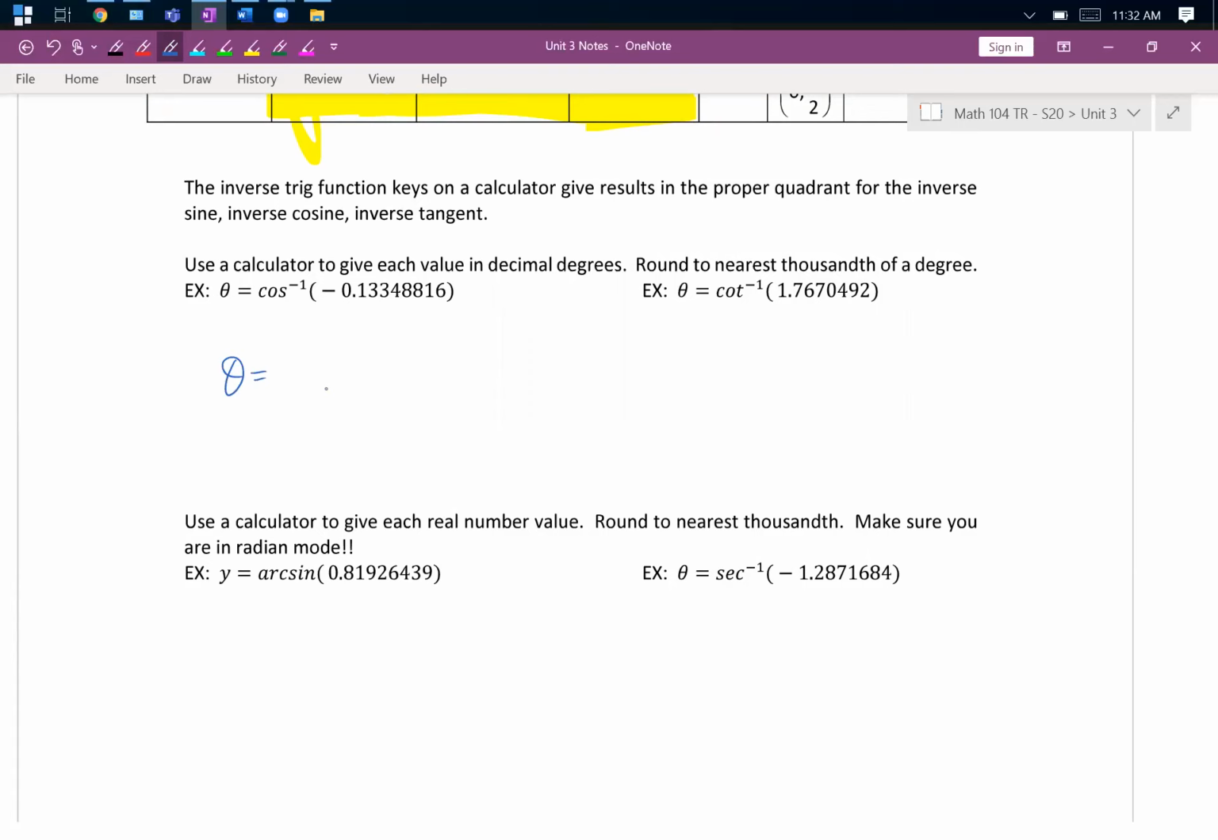We should get something in between 0 and pi, or 0 and 180. Cosine's negative, so that tells me we should be somewhere between 90 and 180. What should our calculators be set in, degrees or radians? Well, it asked for degrees, so we want to put it in degrees. Okay, I got something different now. Did you get something between 90 and 180? Yep. What'd you get?